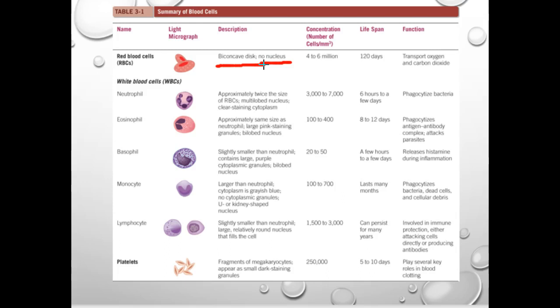In a cubic millimeter, there's 4 to 6 million. And when we're talking about white blood cells, we're going to talk about milliliters. So don't get confused about that. Don't worry about it. Lifespan's about 120 days, and then it'll be eaten up and we'll create new ones. Transports carbon dioxide and oxygen. Primarily oxygen is the one you want to remember.